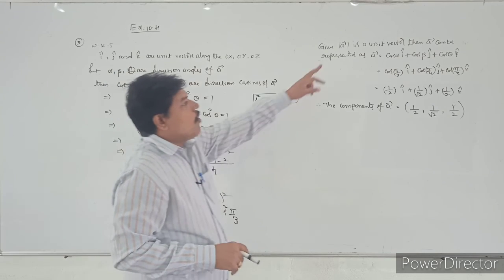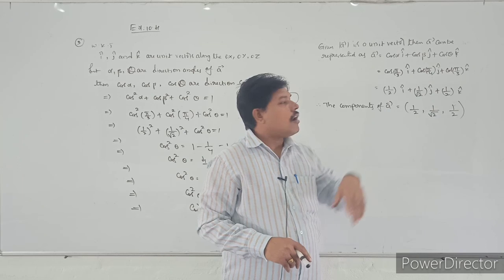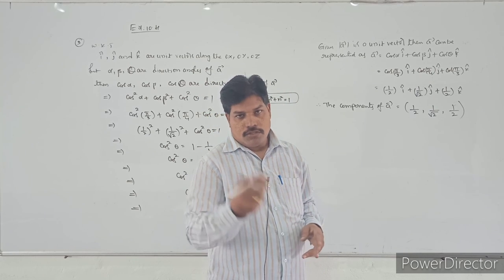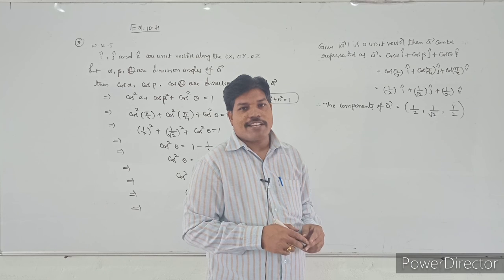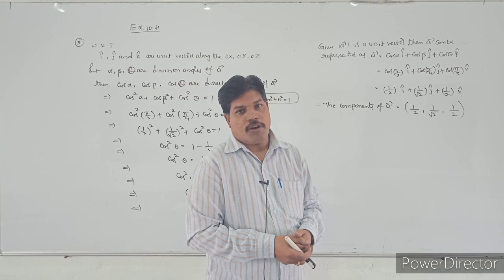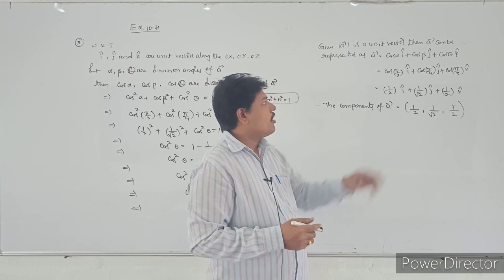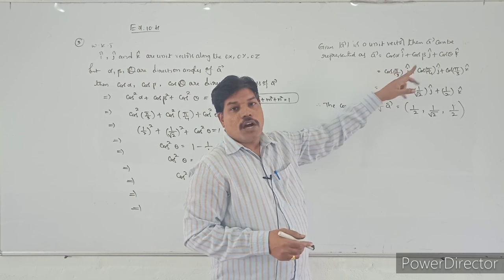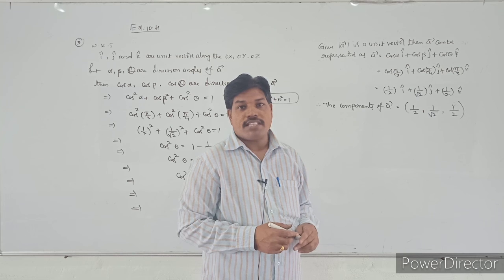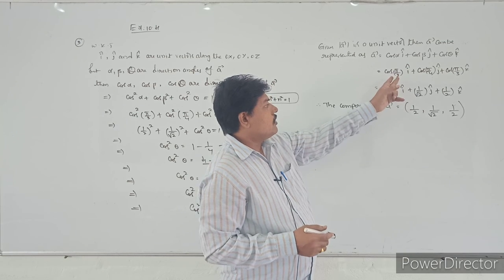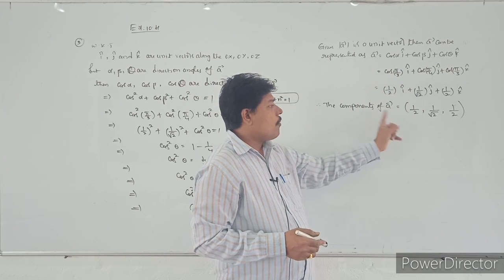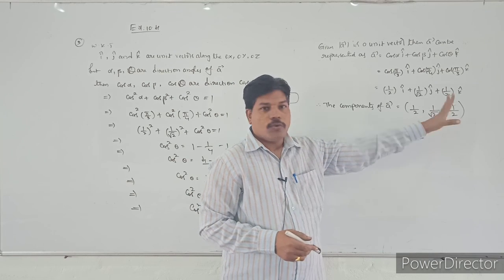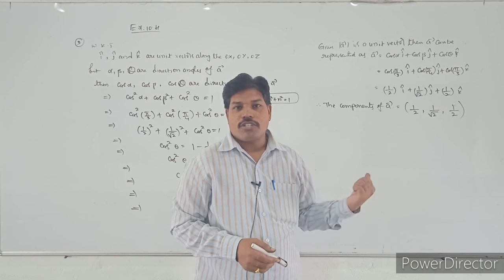Given that mod a is a unit vector, then a bar can be represented. I have already explained this in the first class of vectors, where I gave the direction cosines and how you can represent the a bar vector. If a bar is a unit vector, we can represent it as a bar is equal to cos alpha i plus cos beta j plus cos gamma k. So we can take the values, and they are asking for the components of a bar. What are the components of a bar? 1 by 2, 1 by root 2, 1 by 2. See that question once again, students.